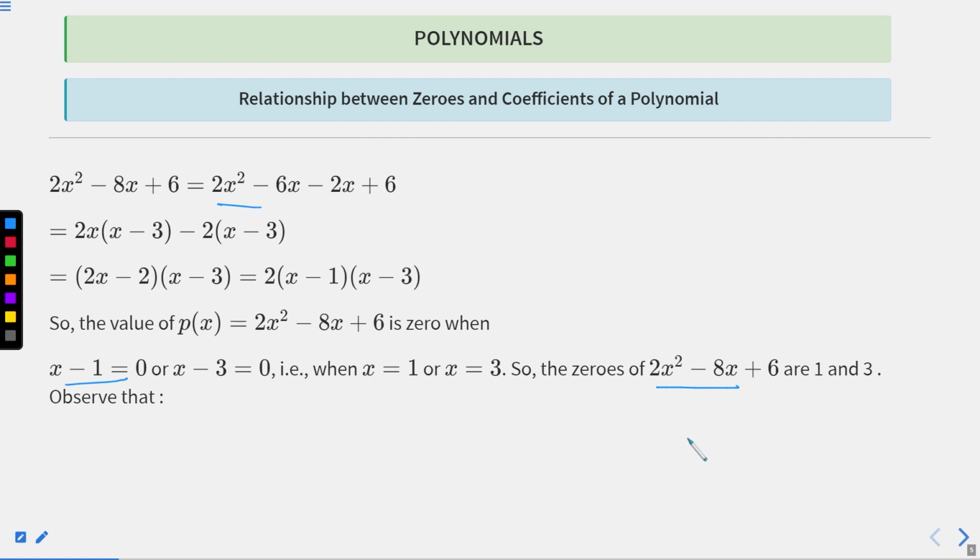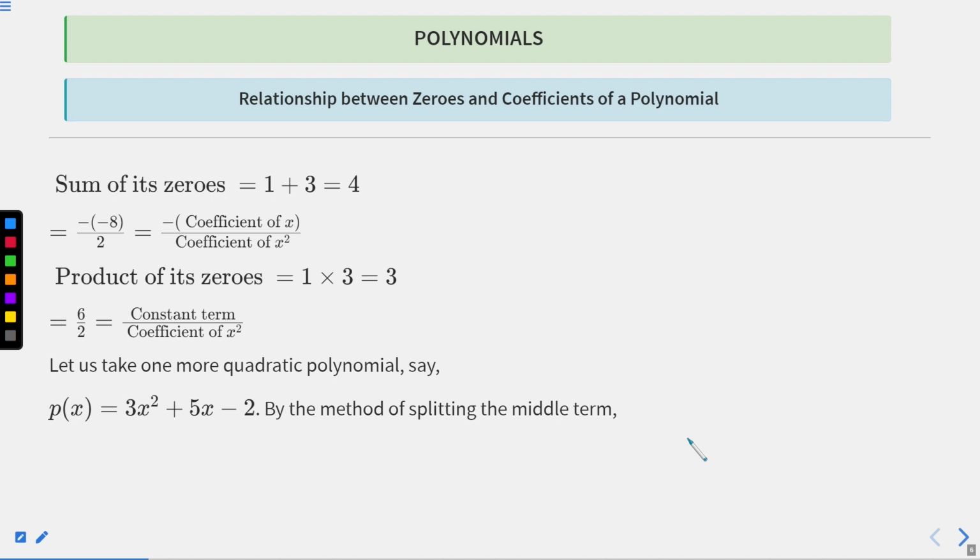Now you can observe that the sum of its zeros, that is 1 plus 3, is equal to 4. This is equal to minus of minus 8 by 2. We have the quadratic polynomial 2x squared minus 8x plus 6. Here the coefficient of x is basically minus 8, the coefficient of x squared is 2, and the constant term is 6.